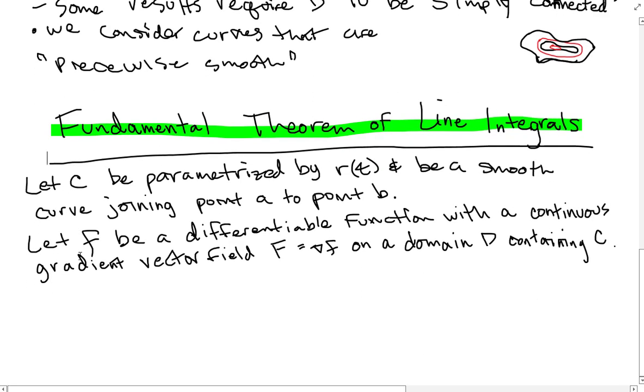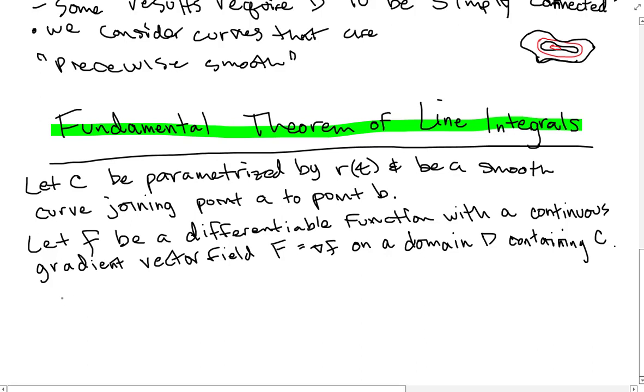So the statements that have to be here, which I call fine print statements, are that C has to be parameterized as a smooth curve joining points A to B. And then little f is a differentiable function with a continuous gradient vector field. So capital F is the gradient vector field, so it equals the gradient of little f. And that's on a domain D containing our curve C.